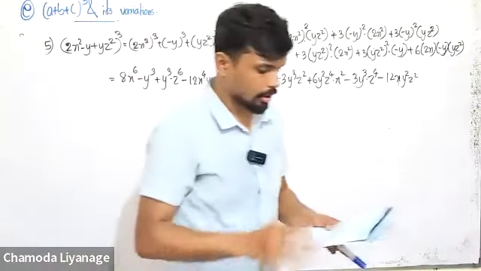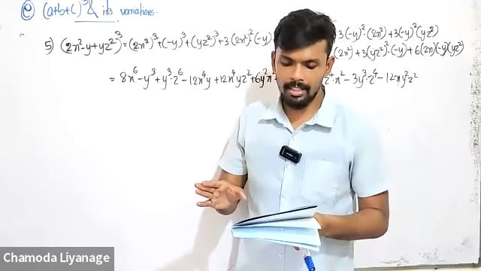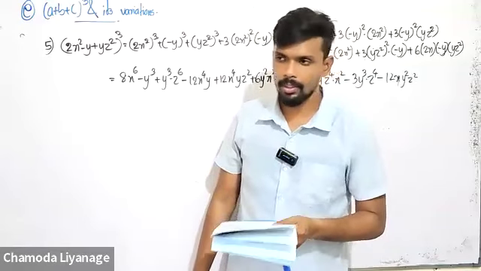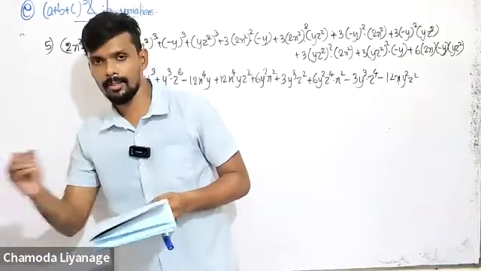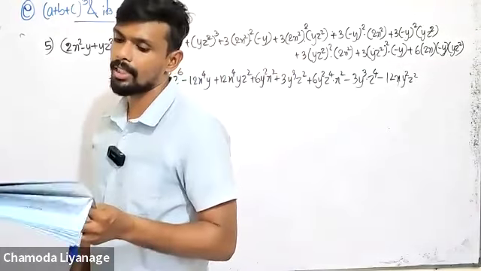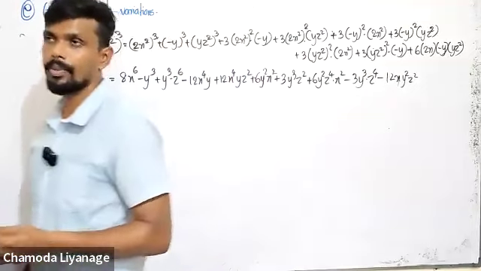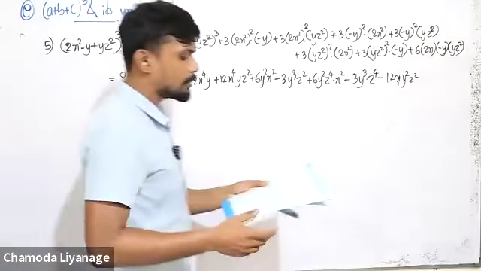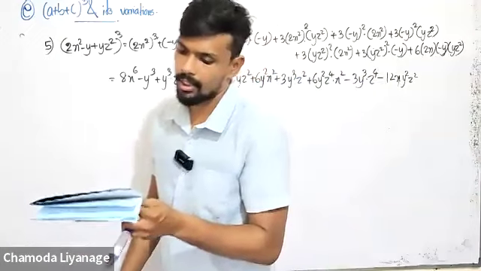Right. Question number 6. Using the method of binomial expansion, find the values of the following. Not to expand the following expressions; find the values of the following using the method of binomial expansion. Okay, so how can we find the values? Let's take the first one first.